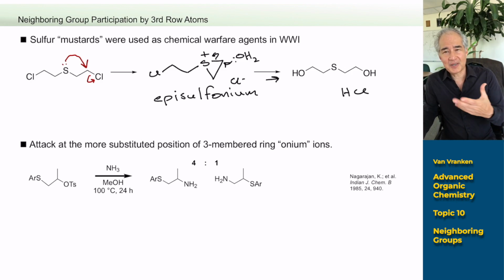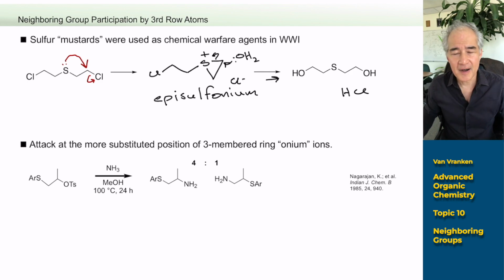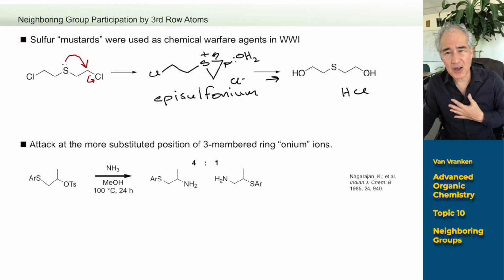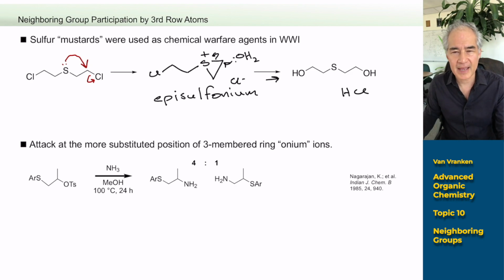So this is particularly bad if you're getting this mustard agent. This is called a sulfur mustard. On your skin, inside of your lungs, in your eyes, it creates hydrochloric acid, it alkylates proteins, it reacts with water, does everything. But of course, having hydrochloric acid in your eyes and in your lungs causes serious problems.